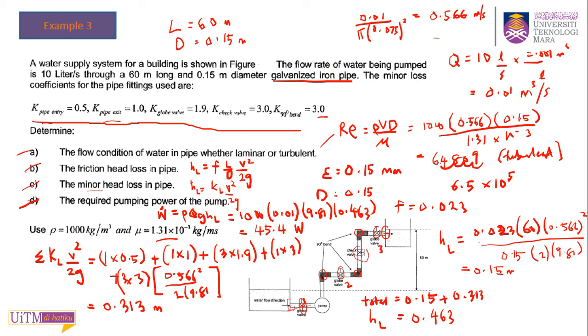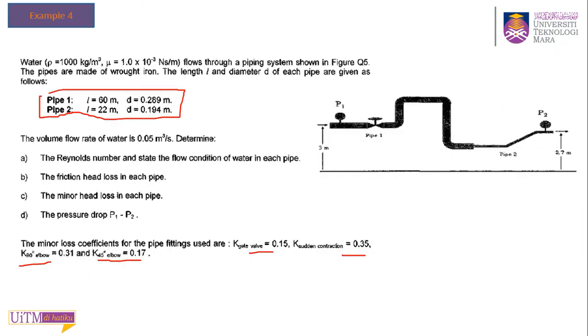The V you can use the V that you calculate from the volume flow rate. But in here you have different diameter, different area, and you have the Q. So you need to calculate V1 and V2, each for each pipe. Okay. Right. So this I leave to you to do at your own time.